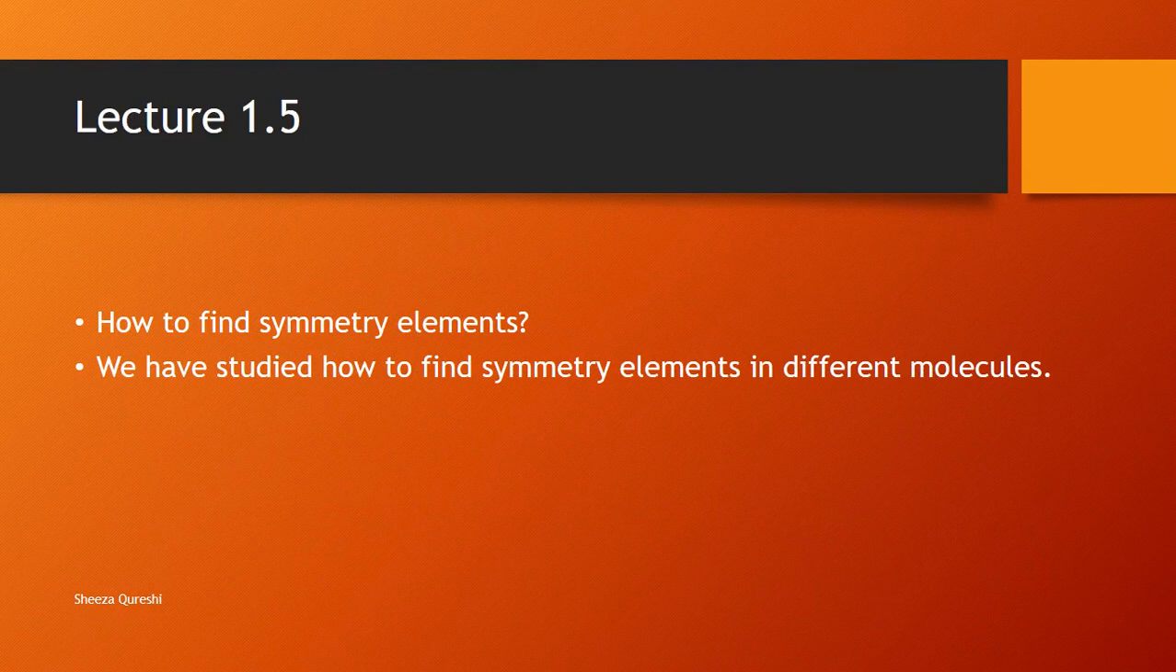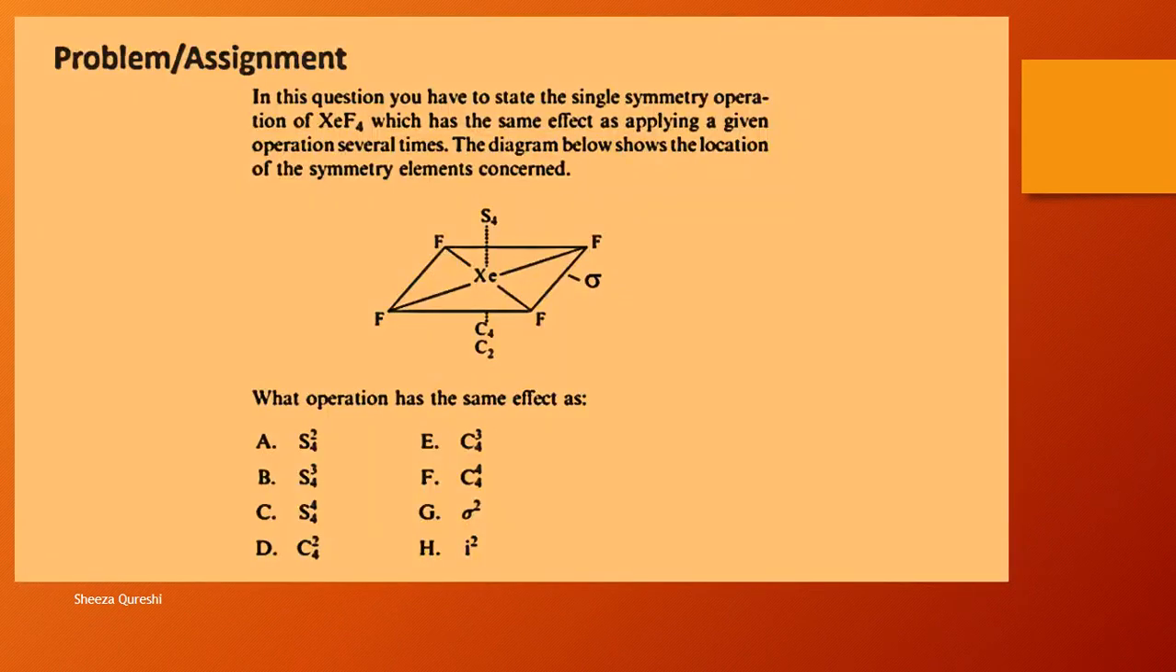How to find symmetry elements? We have studied how to find symmetry elements in different molecules. So there is a problem in which you have to state the single symmetry operation of XeF4 which has the same effect as applying a given operation several times. The diagram below shows the location of the symmetry elements concerned. The diagram is given. What operation has the same effect as A, S4 twice, B, S4 thrice, C, S4 four times, D, C4 twice and so on.